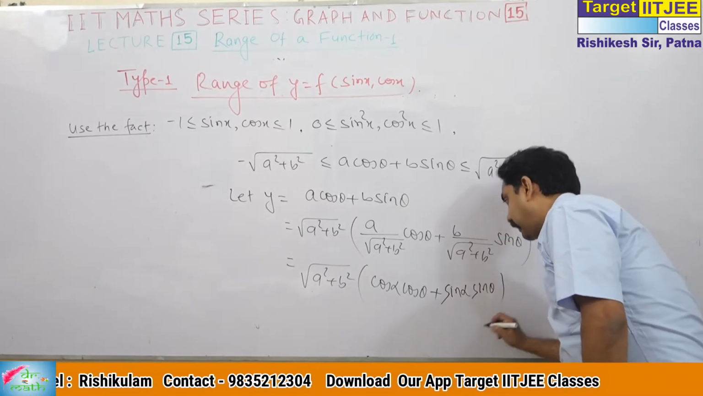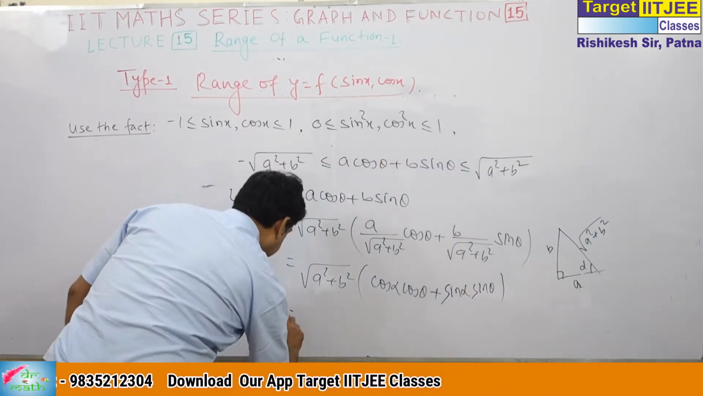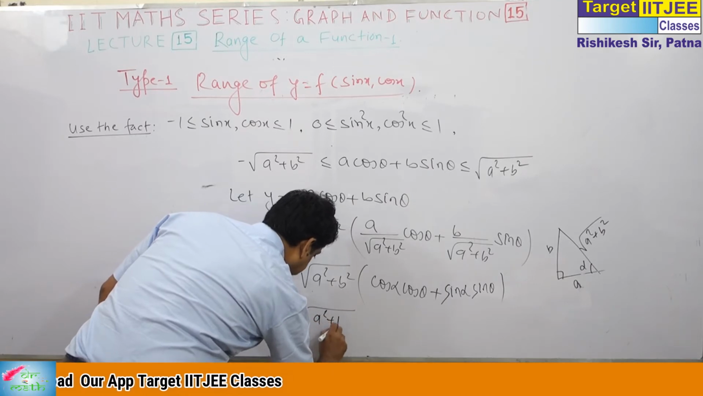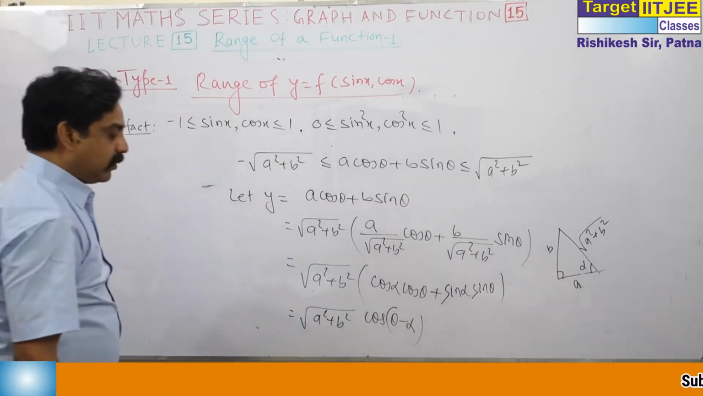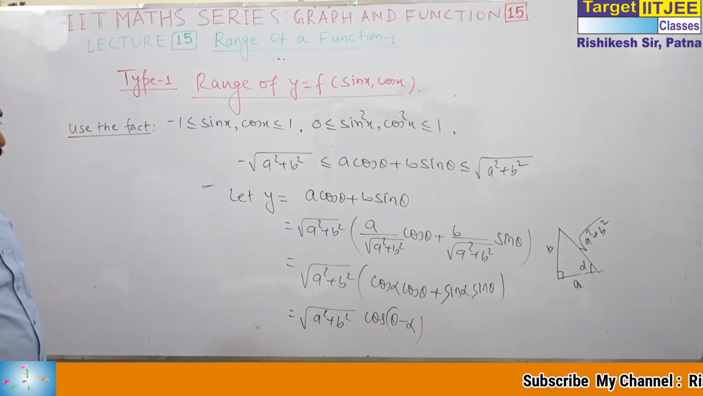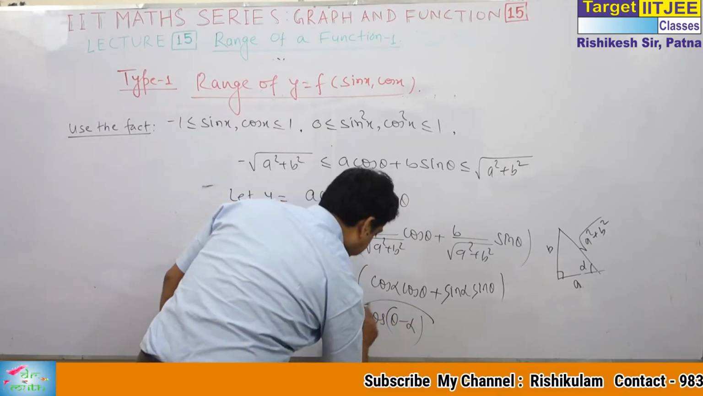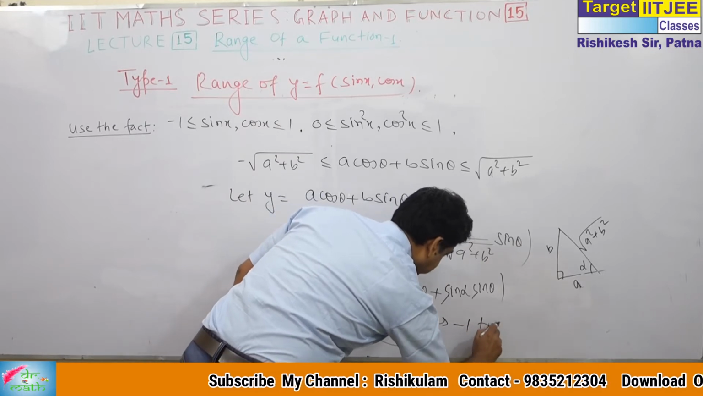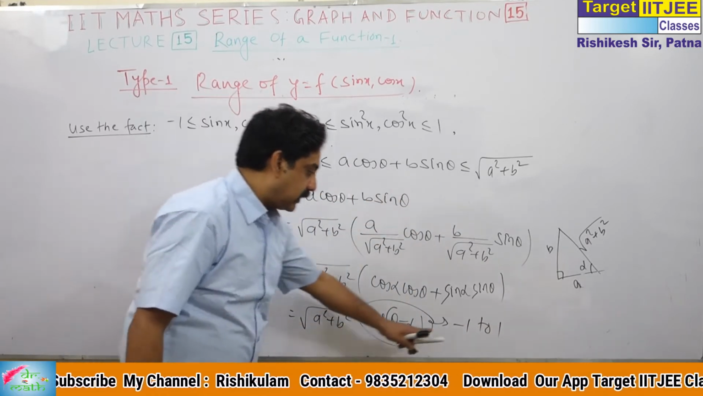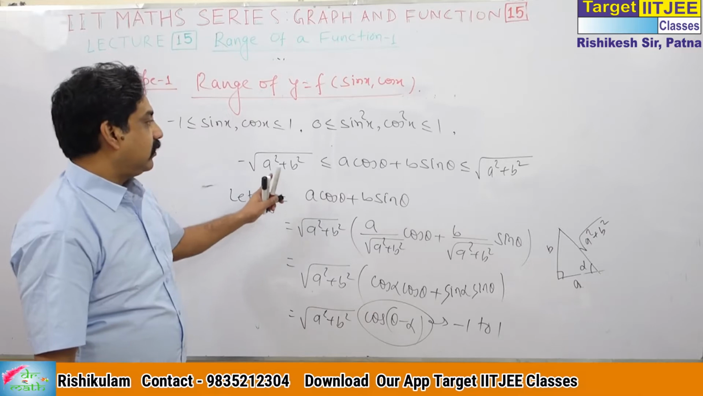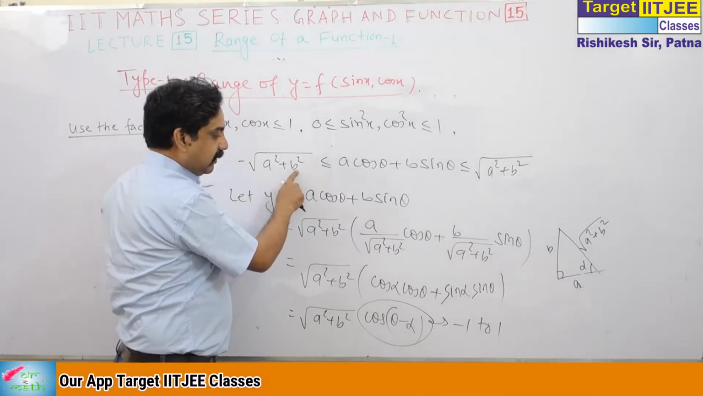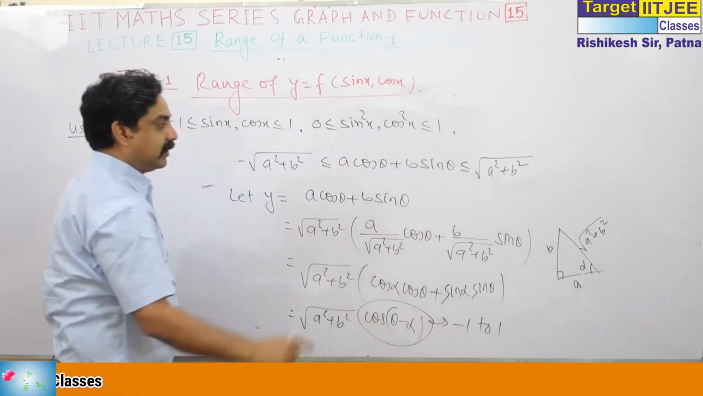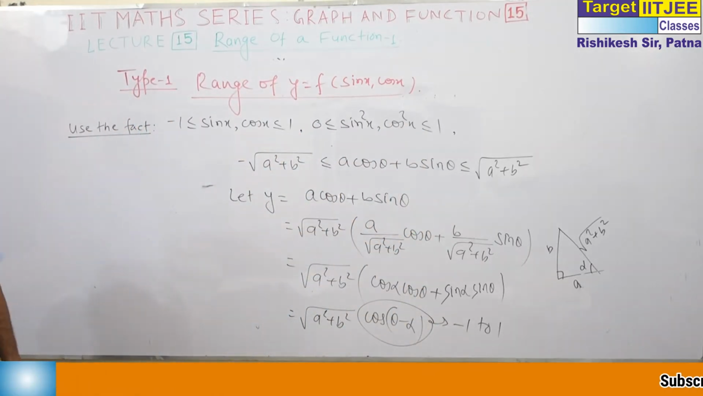Sin alpha sin theta. What is this? This is root over a square plus b square cos of theta minus alpha. What is the limitation of cos of theta minus alpha? The limitation of cos of theta minus alpha is from -1 to 1. When you put this as -1, its value is minus root over a square plus b square. When you put this as +1, its value is root over a square plus b square.